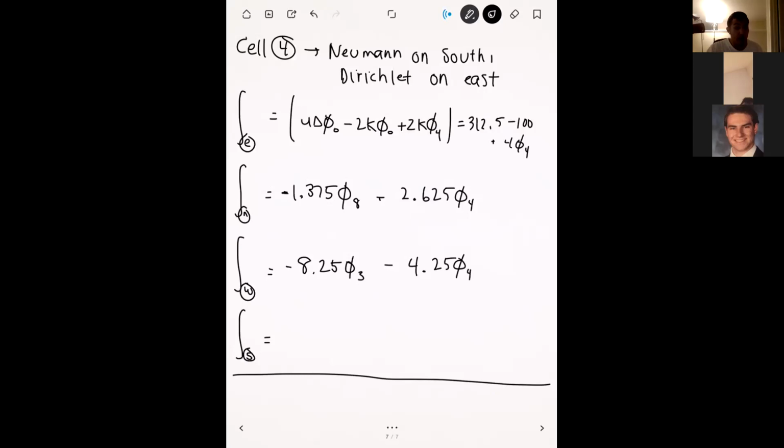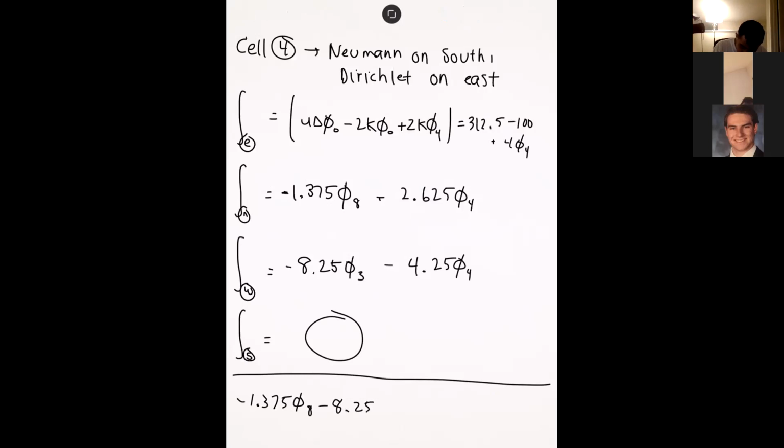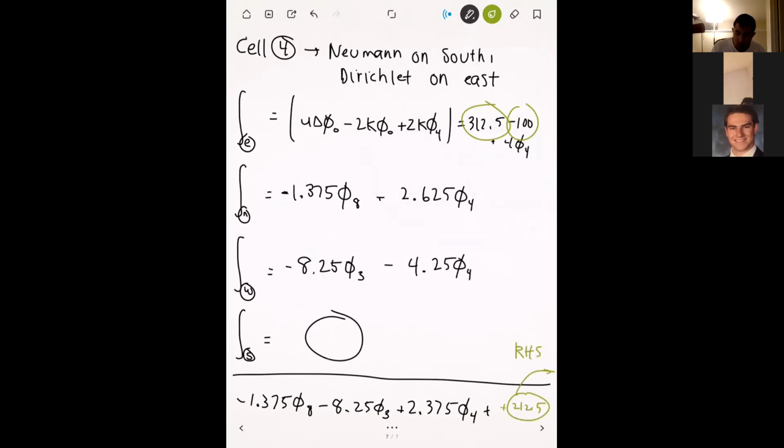Okay. Then we come to our south integral, but our south integral here is just 0, right? Because we have a 0 flux boundary condition on the south face. And so that's just going to be a 0 right there. Okay. All right, and so let's go ahead and add up all of these guys. And so what we get is a minus 1.375 phi 8 minus 8.25 phi 3. Okay. Let's add up all the phi 4 terms. And so the phi 4s, we have a positive 4 plus 2.625 minus 4.25. Okay. Plus 2.375 phi 4, and then we're going to add together our constant terms, which is 312.5 and minus 100, and so this can be a positive 212.5, where of course we're going to move this to the right hand side.